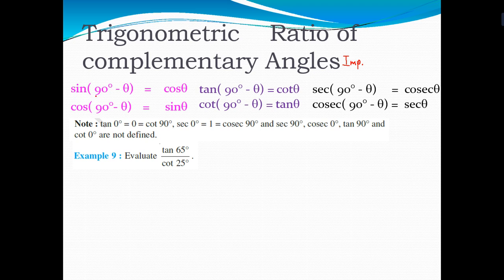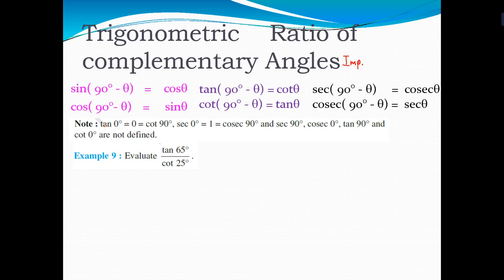Sin 90 minus theta, we can write cos theta. Tan 90 minus theta, we can write cot theta. Sec 90 minus theta, we can write cosec theta. Cos 90 minus theta, we can write sin theta. Cot 90 minus theta, we can write tan theta. Cosec 90 minus theta, we can write sec theta.